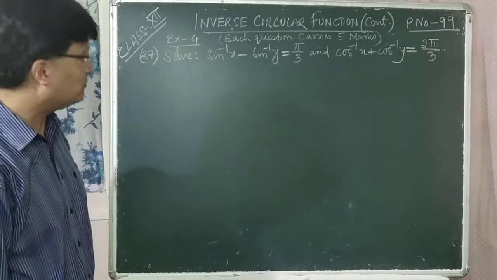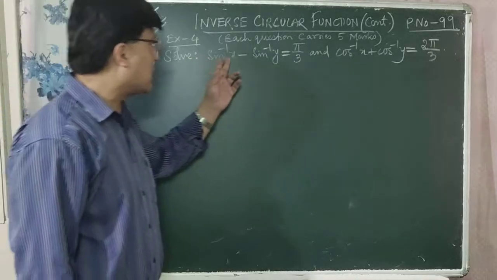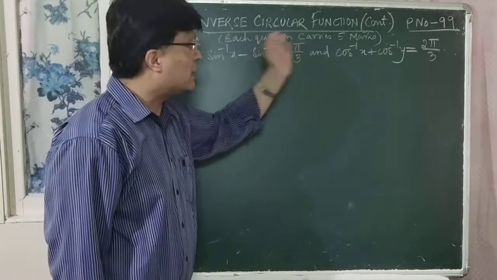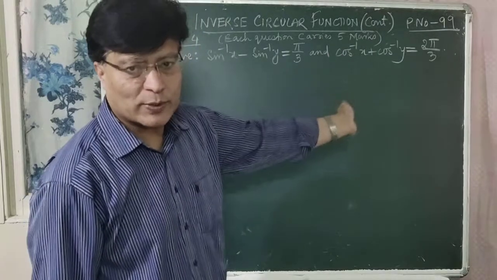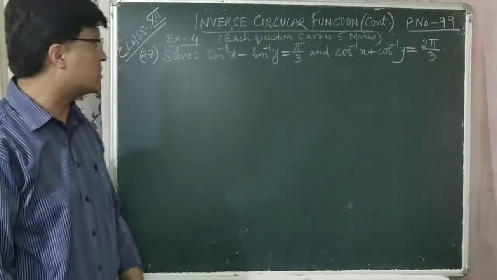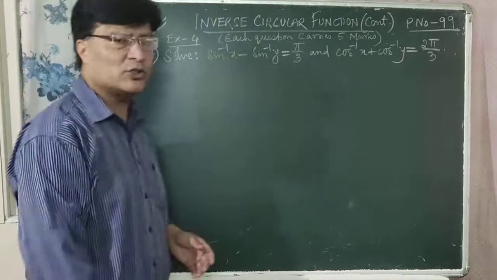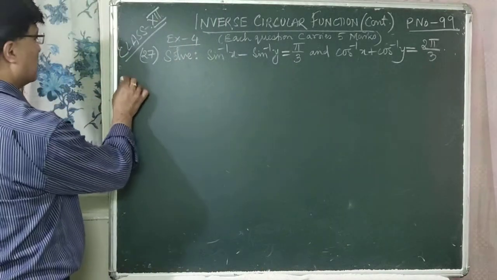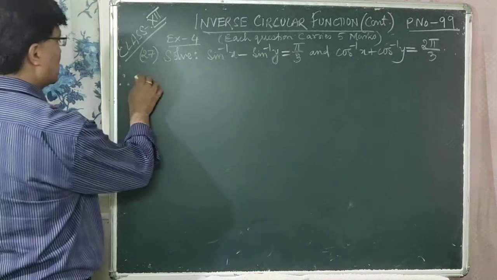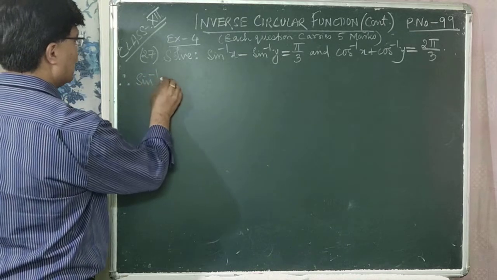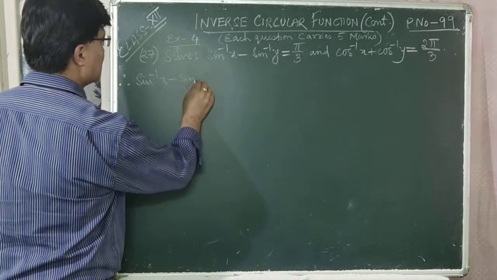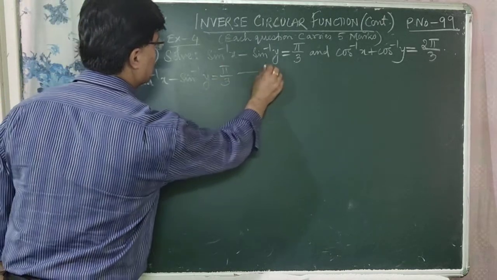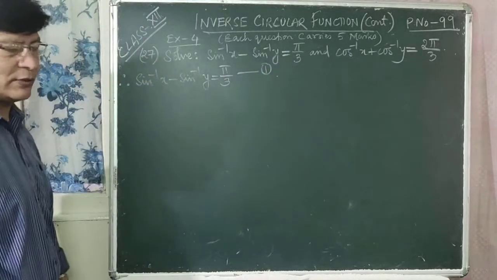Let us keep the first equation the same, that is sin inverse x minus sin inverse y is equal to pi by 3. Let us change the cos inverse x and cos inverse y in terms of sin inverse x and sin inverse y, so that we can solve the two equations, right? So now this is the solution. First equation is sin inverse x minus sin inverse y is equal to pi by 3. This is equation number 1, right?